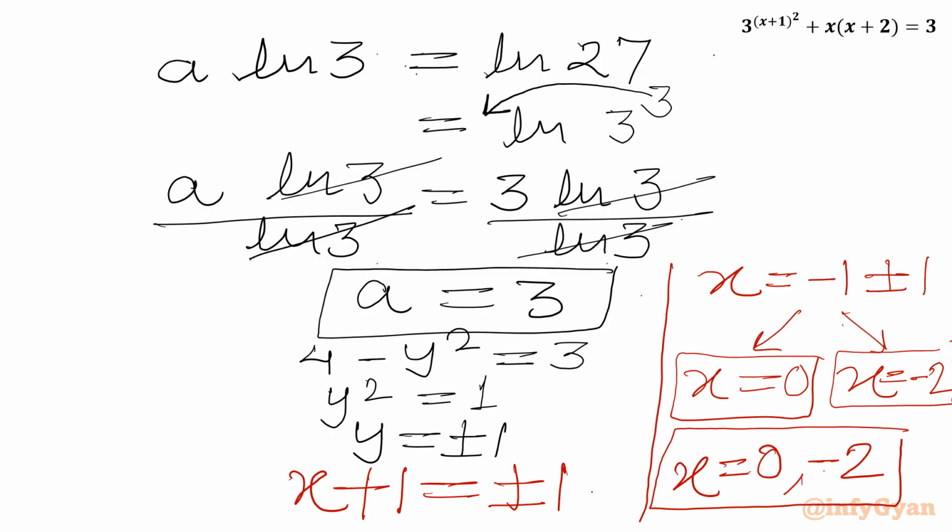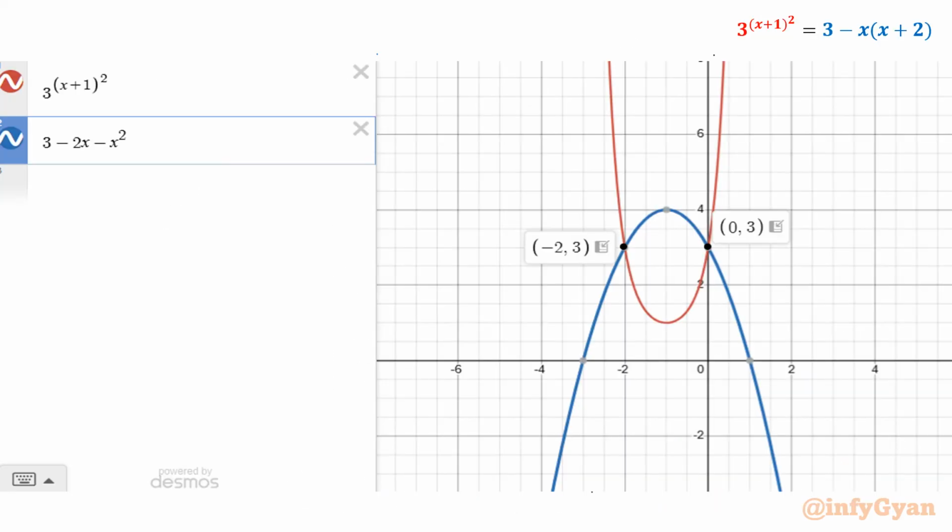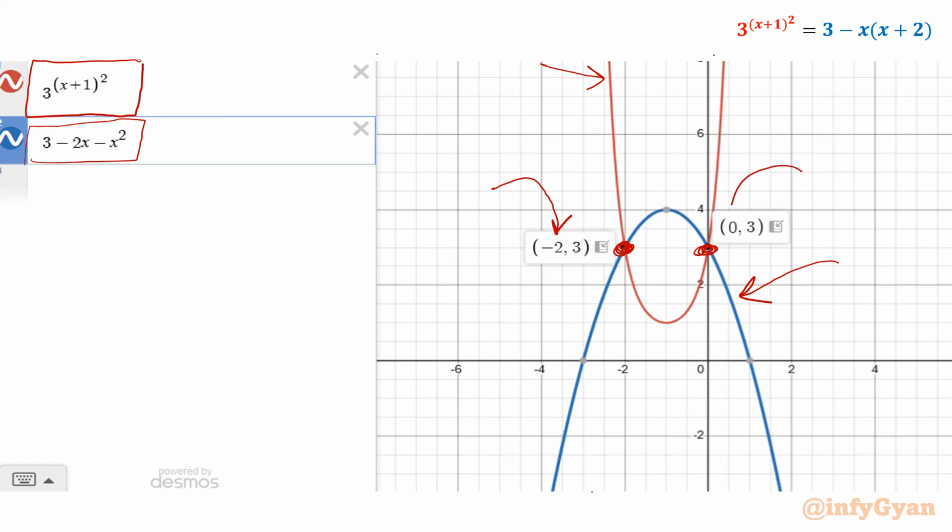We will see the graph and we will cross-examine these values. Here is our graph. 3 power x plus 1 whole square is this red color graph, and this quadratic graph is the blue color graph. You can see two intersections are there, at x equal to negative 2 and at x equal to 0. Let us cross-examine.